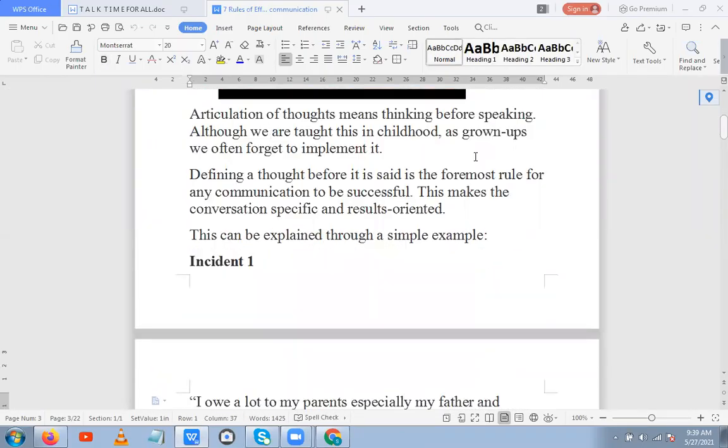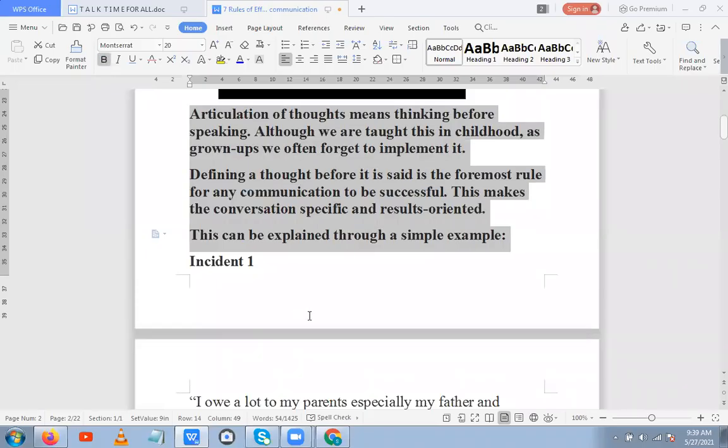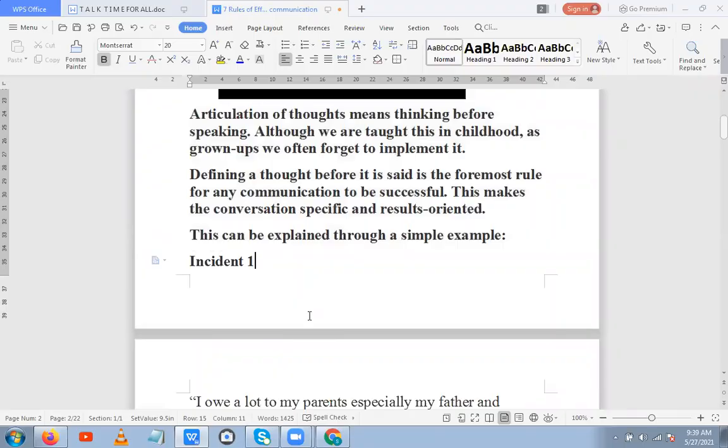So let us, making it easy for you to read. Articulation of thoughts means thinking before speaking. Although we are taught this in childhood, as grown-ups, we often forget to implement. We learn all these things, articulation.